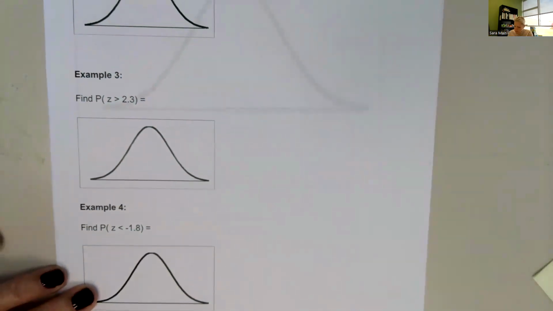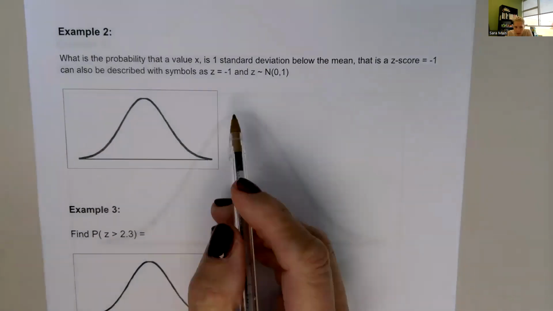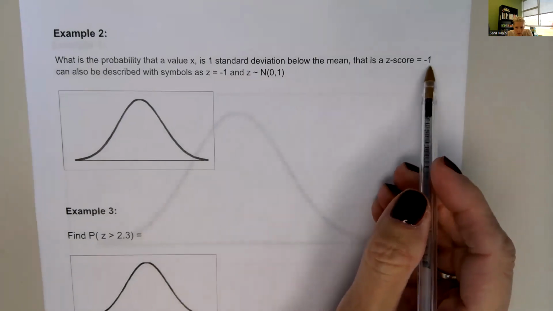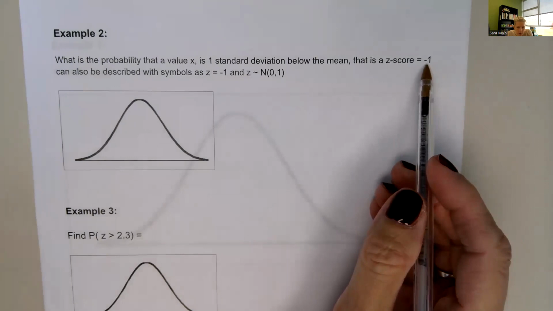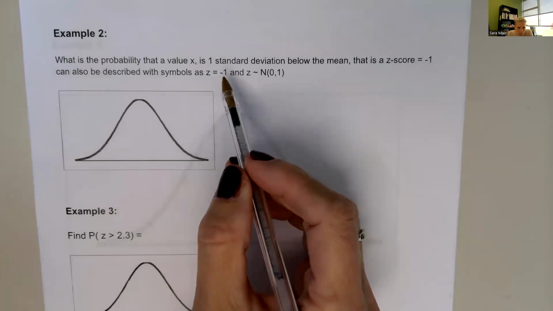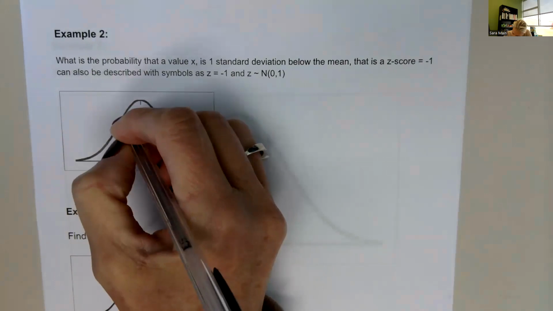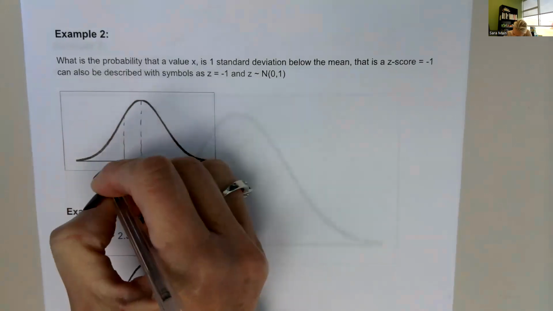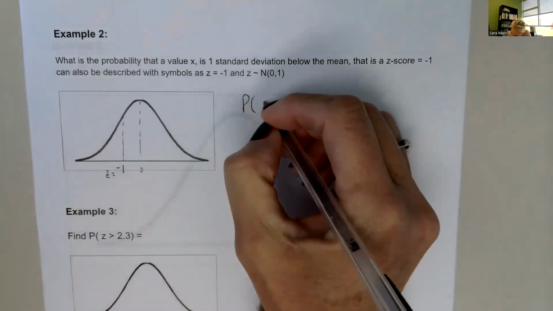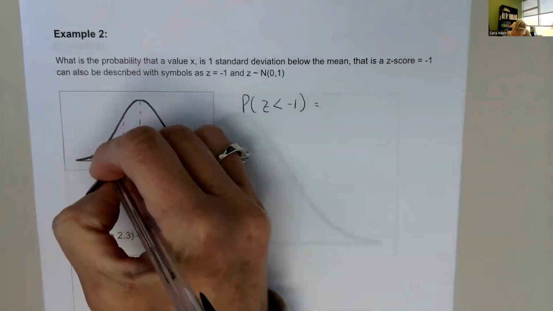Let's look at a couple examples. Example 2 says, what is the probability that a value X is 1 standard deviation below the mean? That is, a z-score of -1. That -1 z-score tells us it's 1 standard deviation below the mean. So in symbols, it's z equals -1. I'm going to mark right here is where 0 would be, and right here might be where z is equal to -1. So I want to know the probability of z being less than -1. That would be shading this way.